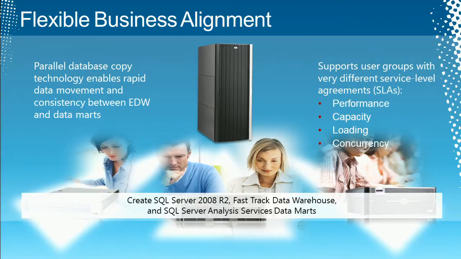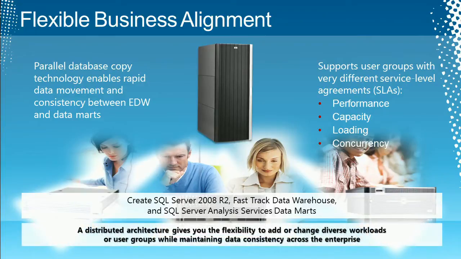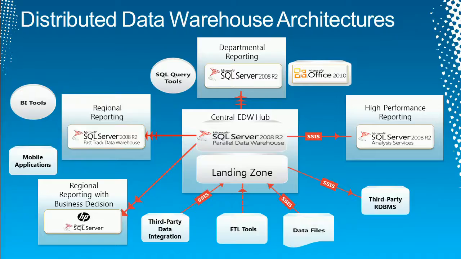One of the key reasons you might want to do that is to meet different service level agreements in terms of performance, capacity, loading, concurrency, or to bring that data closer to your users. So you have a lot of flexibility within that distributed architecture, but you'll see that PDW as your central data warehouse is probably going to be one of your best solutions, with direct reporting going directly to the appliance rather than offloading that to an Analysis Services cube.